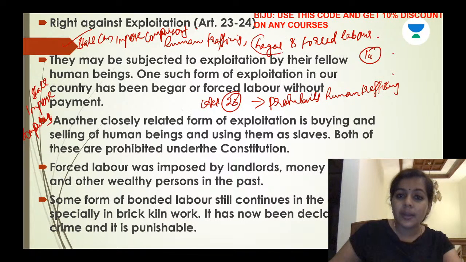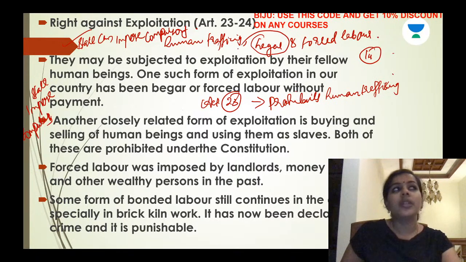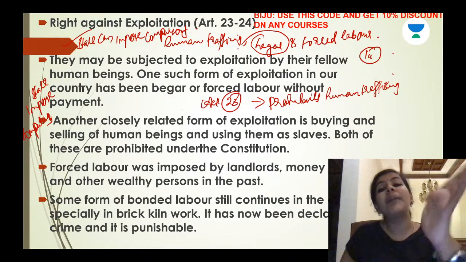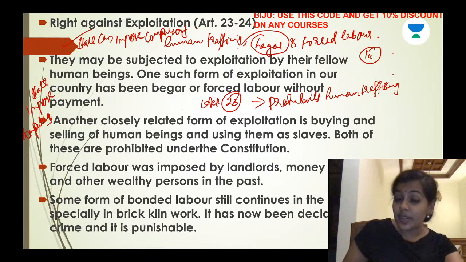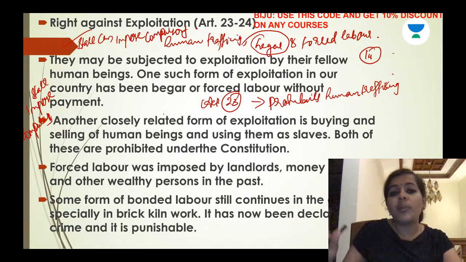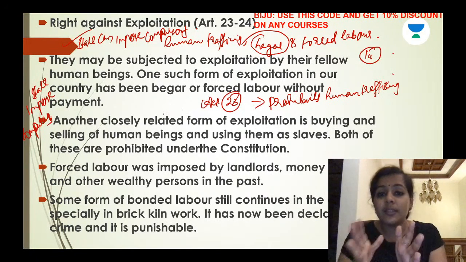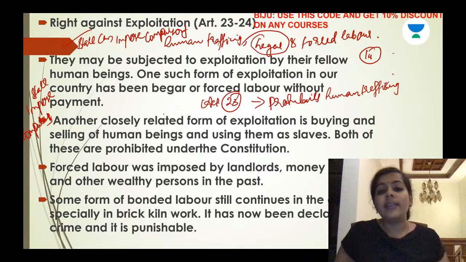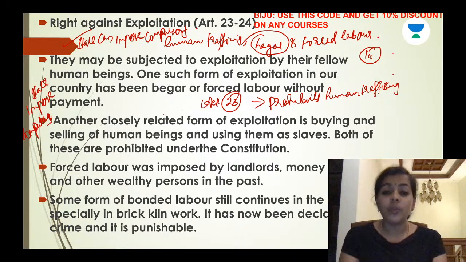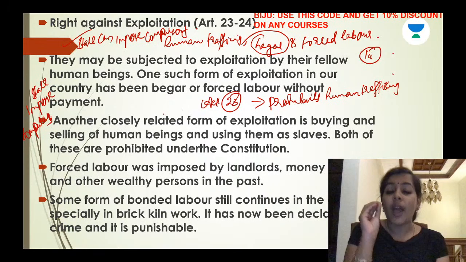So what is a beggar? A person without salary, without payment is known as a beggar. Begging is a crime in our country. It is like an exploitation of the people. So anybody cannot engage a person and tell them that you have to work for me, I won't pay you. That is not possible in our country. If you are working, you have to be paid.